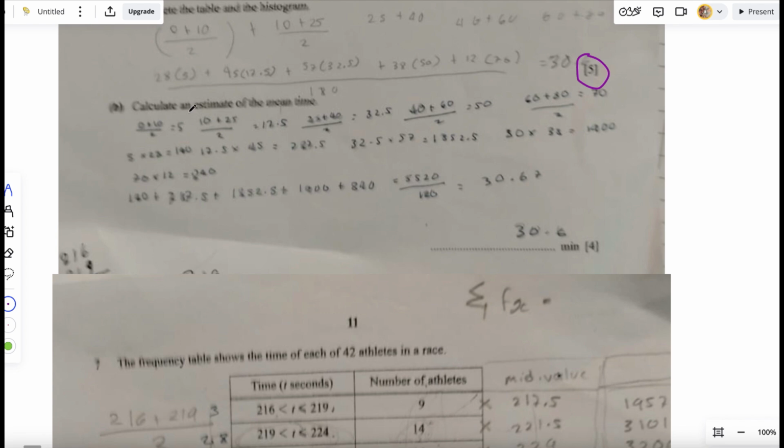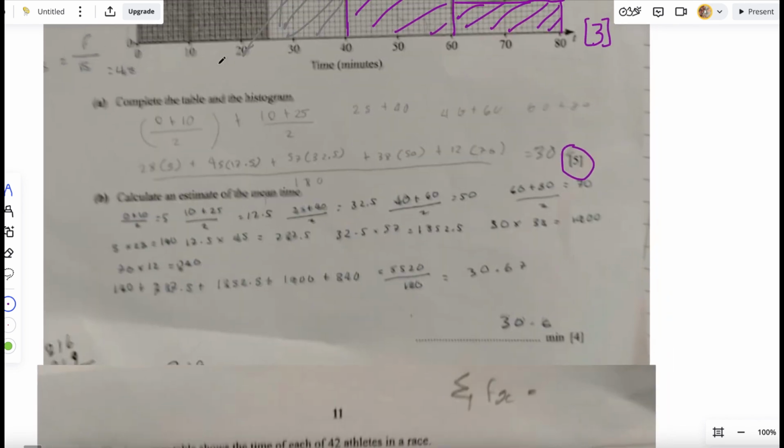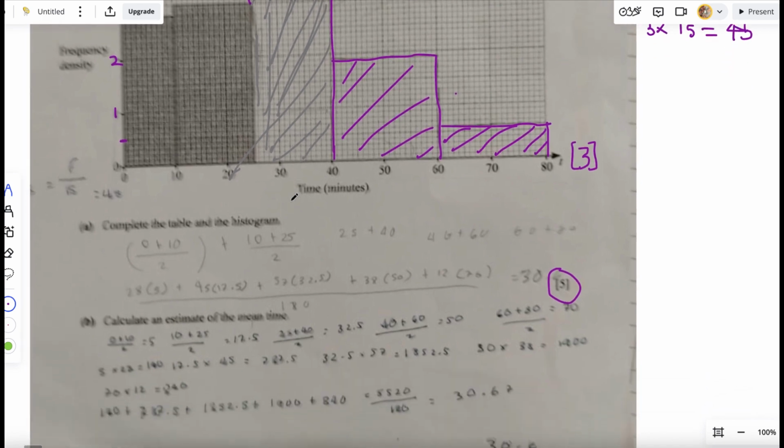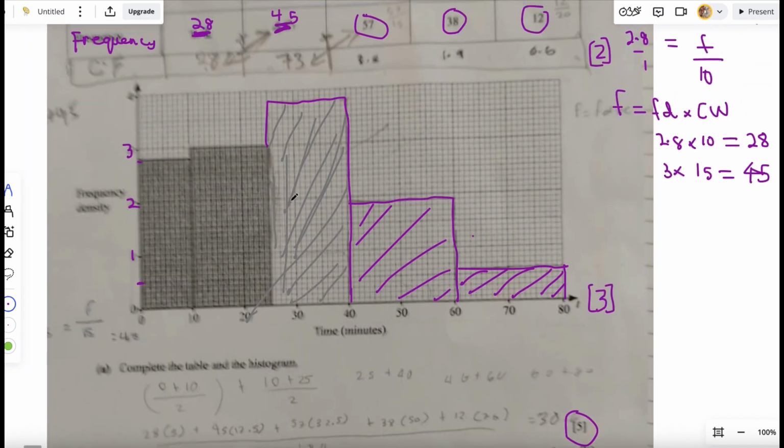That's the first part: complete the table and the histogram. Now calculate an estimate of the mean time. Now they want us to calculate an estimate of the mean.